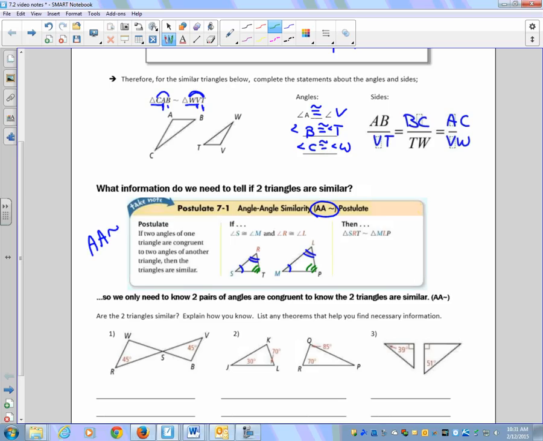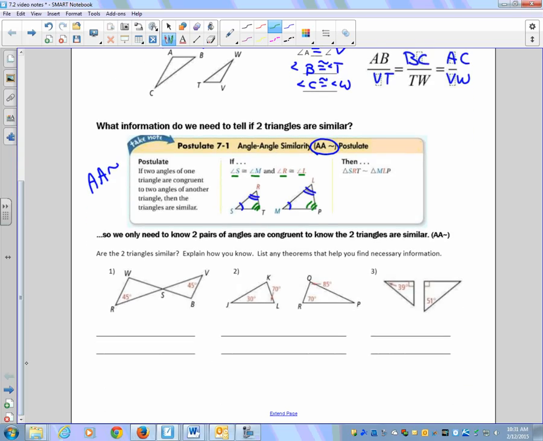So it turns out that to prove 2 triangles similar, this does not work for all shapes, it only works for triangles, if they have 2 pairs of congruent angles, then they are similar. So if we could show that S is congruent to M, and R is congruent to L, that's enough to say that these have to be similar. With triangles, if the angles are congruent, then the sides will automatically be proportional.